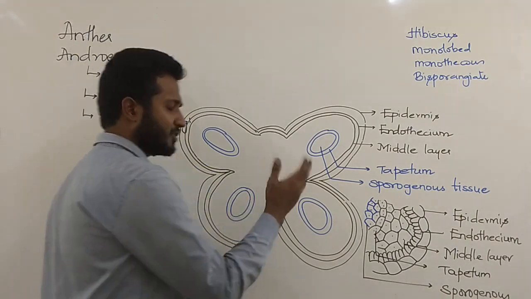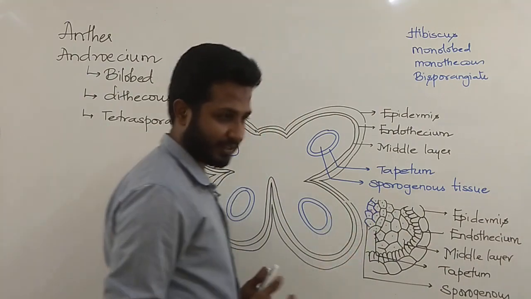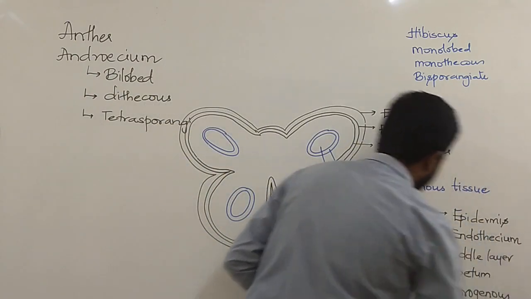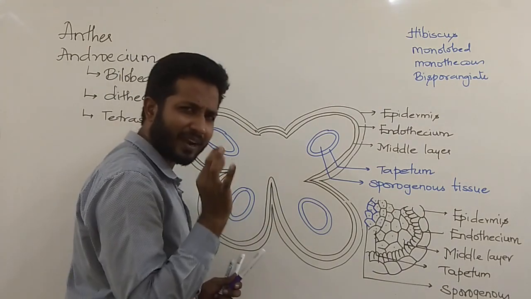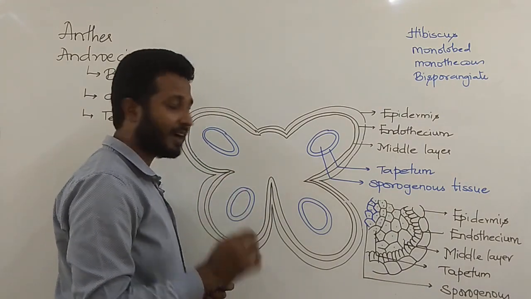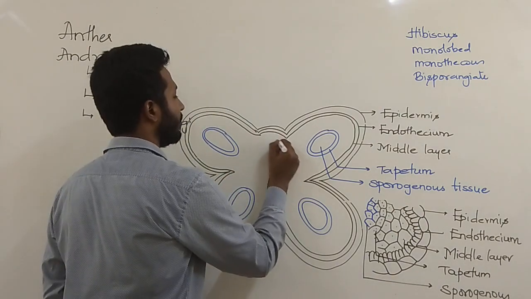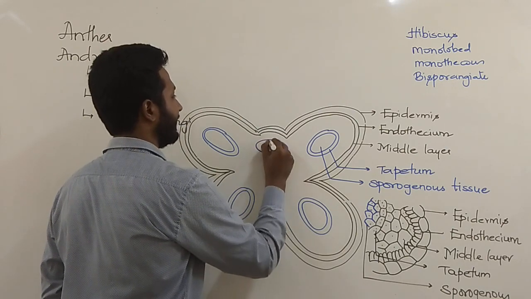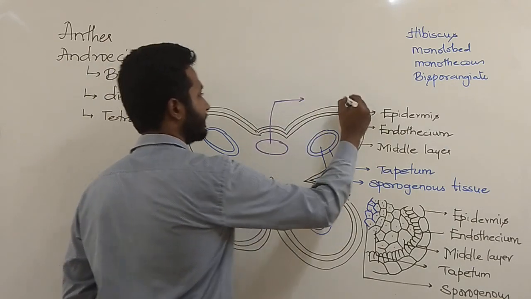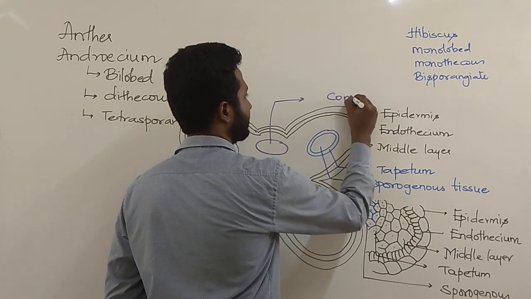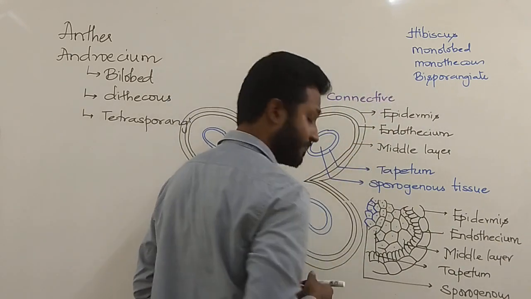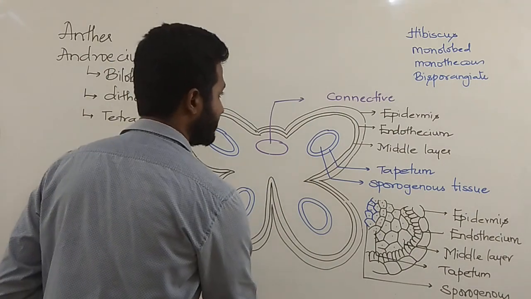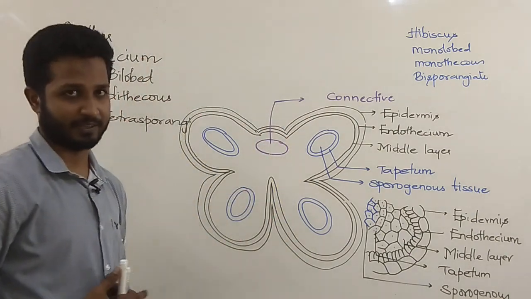Now, let us talk about one extra character. See, if we talk about the cross-section of an anther, if you get fewer labelings at that time, you can add one more layer here and name it the connective. Okay. So these are the names given to the different layers.